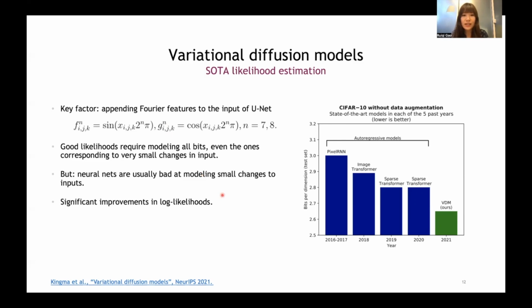And the paper found that this trick doesn't bring much significant improvement to the autoregressive baselines. However, it leads to significant improvements in likelihood estimation for the diffusion model class.